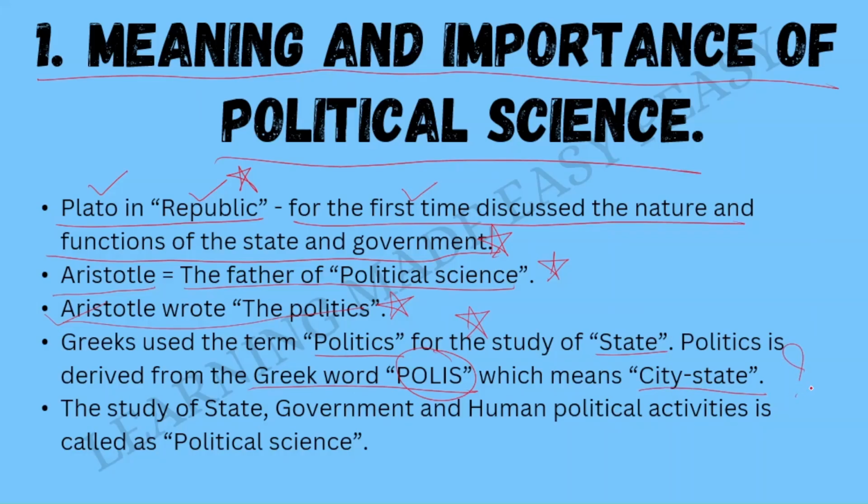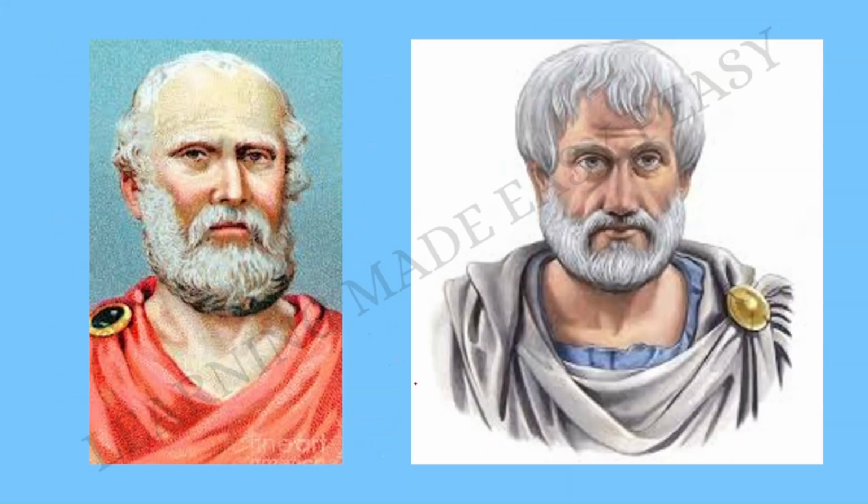Can you name any 1 or 2 city-states of Greece? If you know it, then please comment below. The study of state, government and human political activities is called political science. This is again important. In this slide, we have 2 pictures. Can you see this picture? This is the picture of Plato. And can you see the picture over here? This is a picture of Aristotle. Well, you must be knowing this.